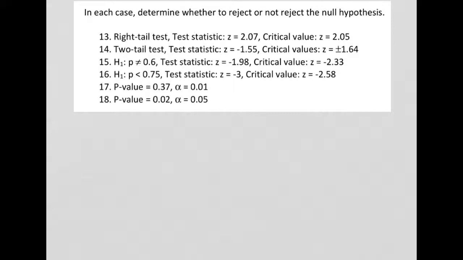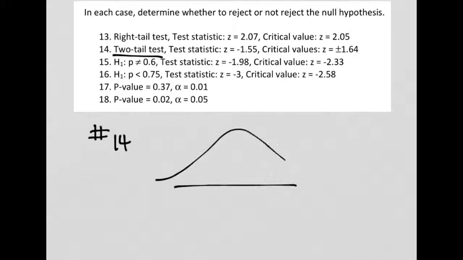So now let's try number 14. Here we have a two-tail test. So when I draw my distribution, I have two critical values, plus and minus 1.64. So I'll put one at negative 1.64 and one at positive 1.64. And let's see, where is my test statistic? I shade my rejection regions first. There we go. Shading isn't really all that important.